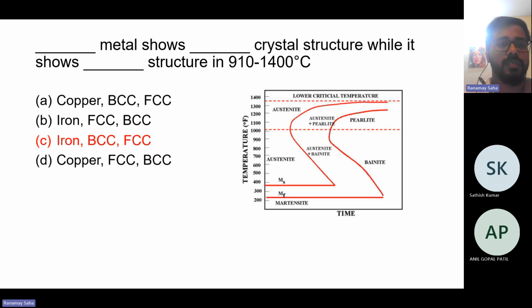So the question was which metal shows which crystal structure while it shows its structure in the 910 to 1400 degrees centigrade range. So this is of course talking about the iron phase diagram curve. So it is about iron metal and it shows BCC crystal structure while it shows FCC crystal structure in that range of centigrade.